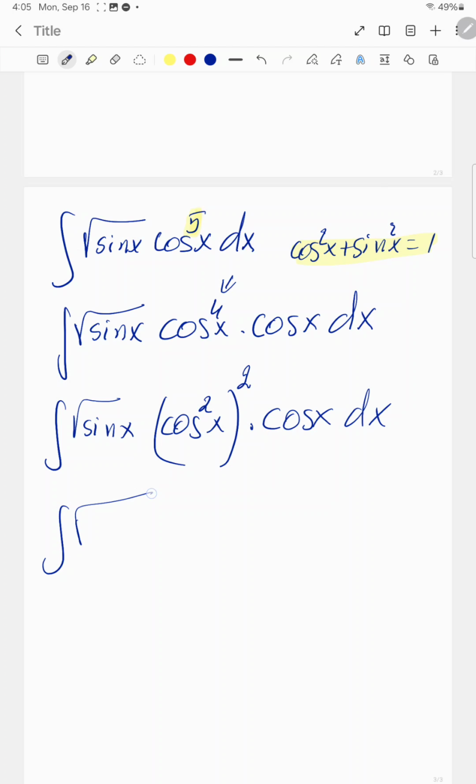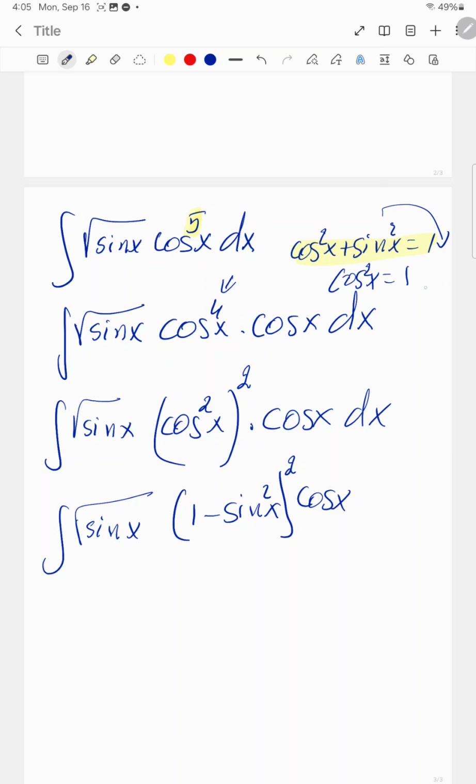So my integral becomes square root of sine x, and this, I will replace by (1 minus sine square of x) to the power of 2 times cosine x. Because here, cosine square x is equal to 1 minus sine square of x. And this is like (a minus b) square. Again, it's a formula you studied from previous years, which is equal to a square minus 2ab plus b square, and I will apply it here.